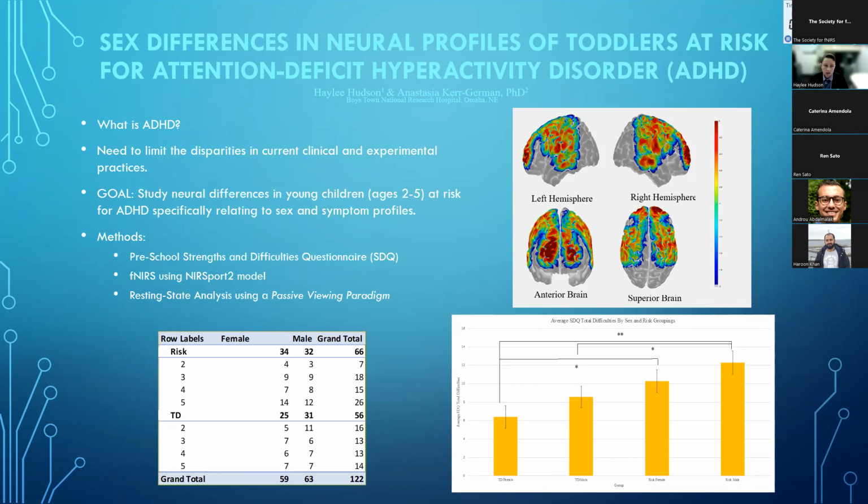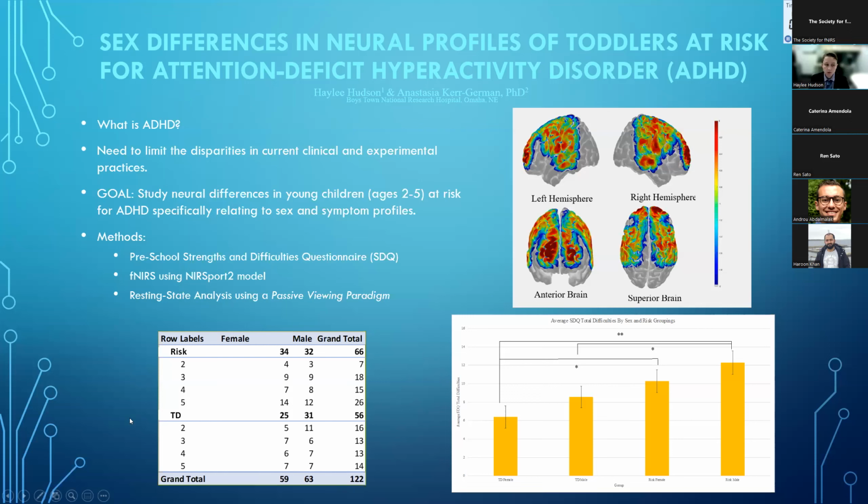First, we wanted to see if we could develop a neural profile for children at risk for ADHD to possibly help with earlier diagnoses, as this could help children's prognosis in school. We also targeted sex differences in symptom profiles to understand the broader ADHD phenotype. Here you can see the methods that we used and a breakdown of our demographics.